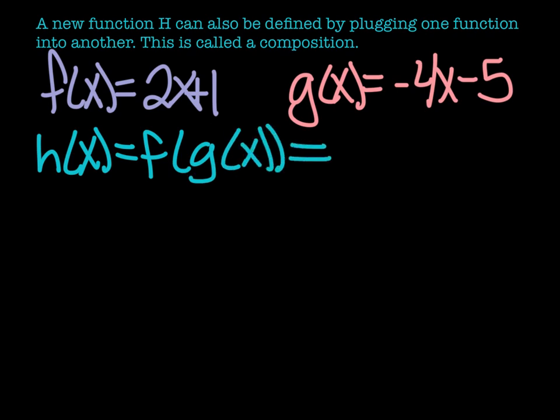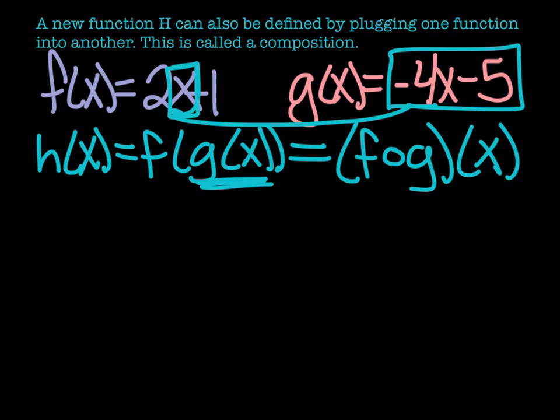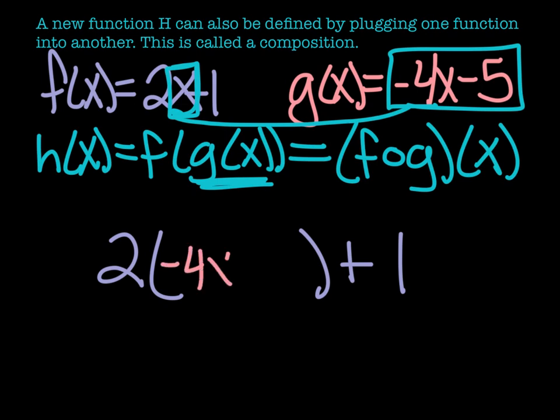Another way this can be written is f circle g. That's not an O, it's a little circle, and then of x. So what we do is we take the g function on the inside. So this goes on the inside, and it replaces this x right here. So we've got 2x plus 1 was the f, because that's on the outside. And then we put negative 4x minus 5 on the inside, and then we work that out.